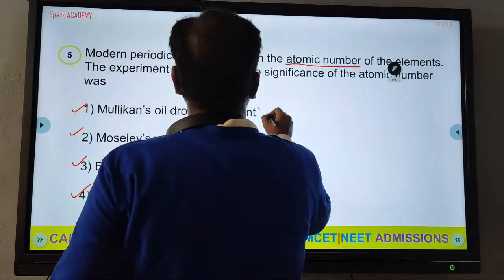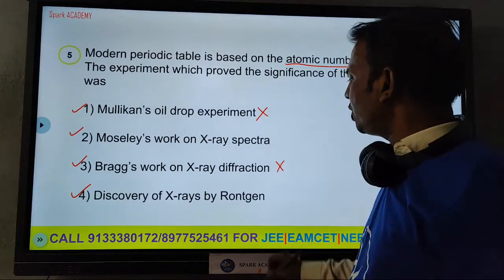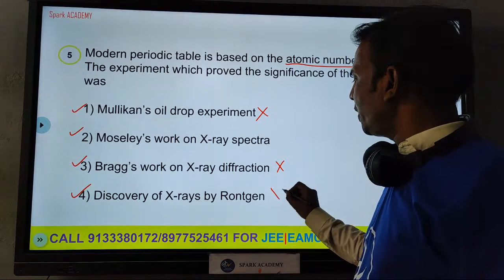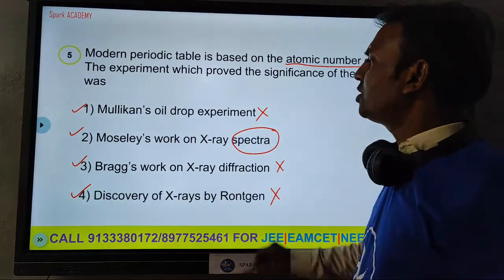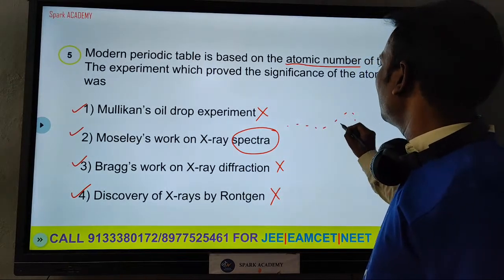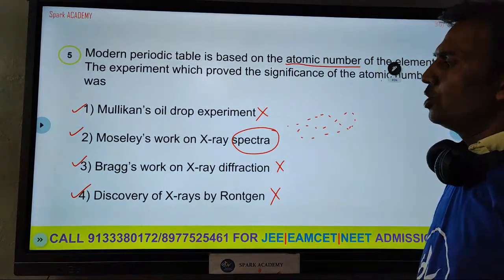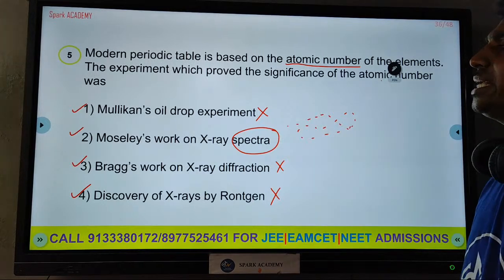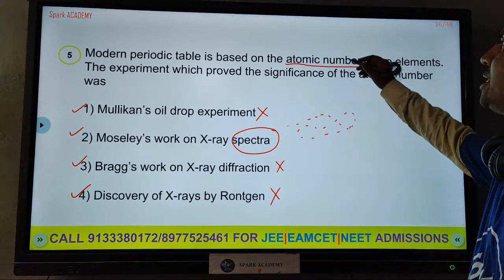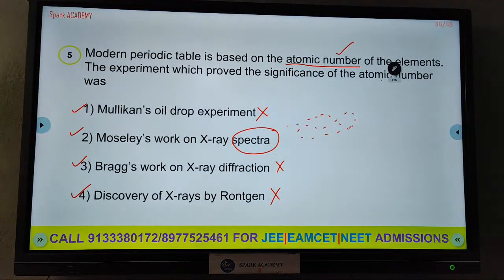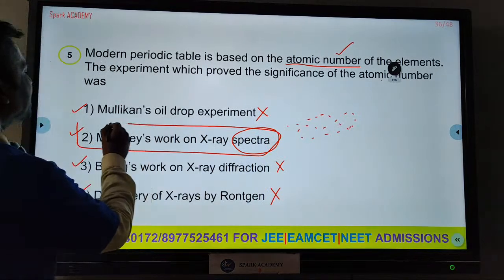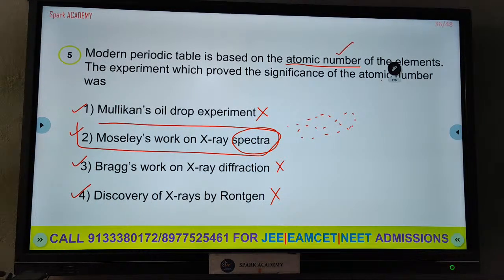Millikan's oil drop experiment is wrong, Bragg's work on X-ray diffraction is related to electrochemistry, and the discovery of X-rays is related to physical chemistry. So it is Moseley's work, because he worked on spectra and X-rays, which are related to the atomic number. Moseley's contribution was very useful: his experiment gave the atomic number. This is the base on which Niels Bohr constructed the periodic table, called the long form of the periodic table. So what is the answer? The answer is Moseley's work on X-ray spectra. The answer is 2.